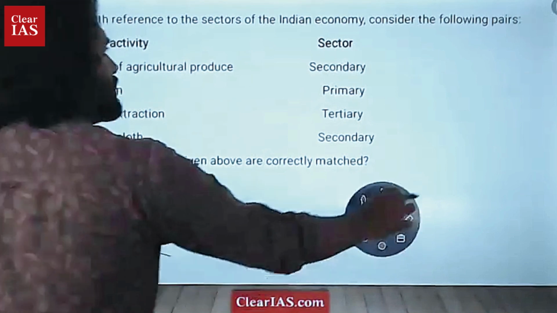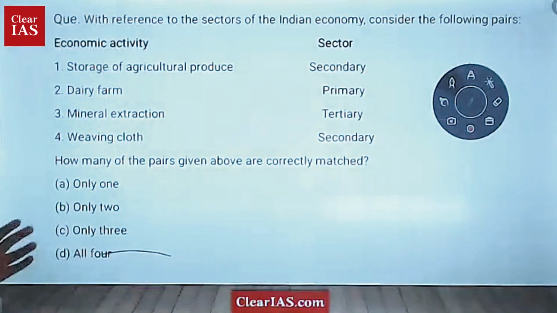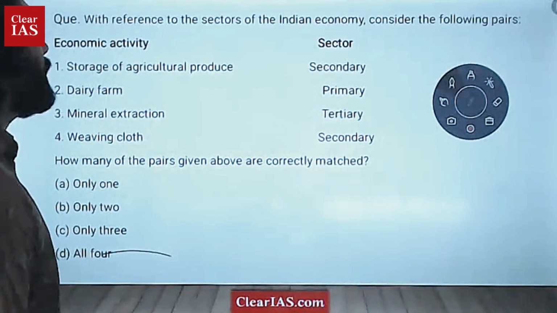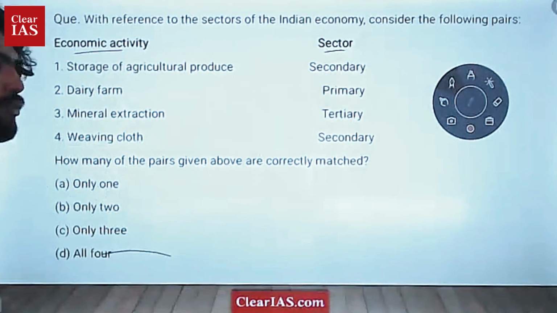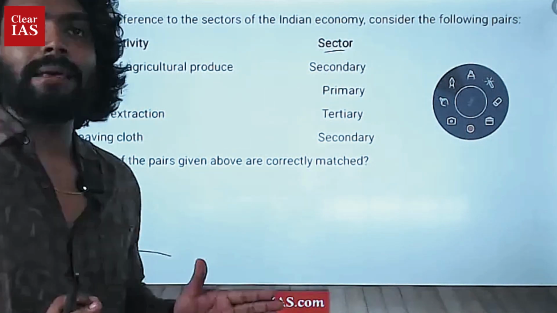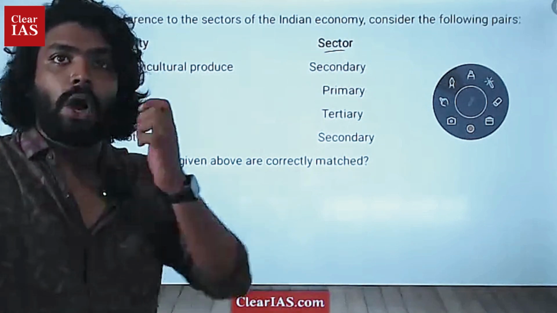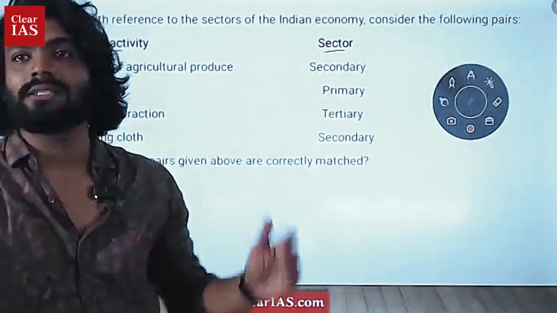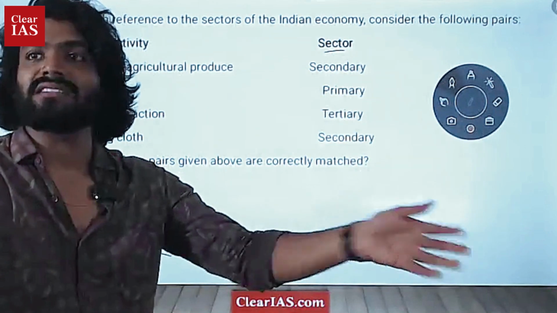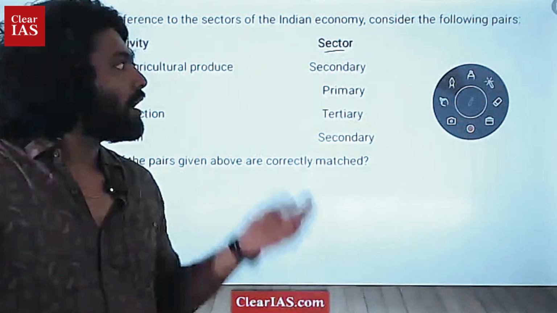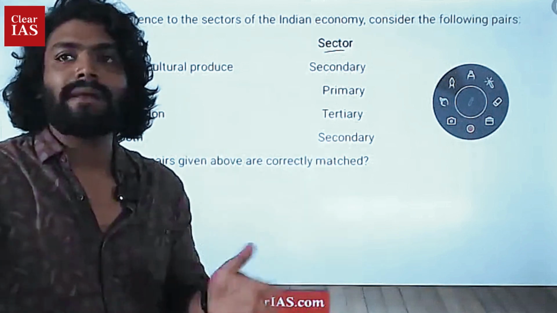Again, go back to the basics. With reference to the sectors of the Indian economy, consider the following pairs. There is an economic activity and a sector. You have to just differentiate between primary, secondary, and tertiary sectors. Go back to economic geography basics, to the economic classes where I had taken the NCERTs. Very, very simple. Primary, secondary, and tertiary.